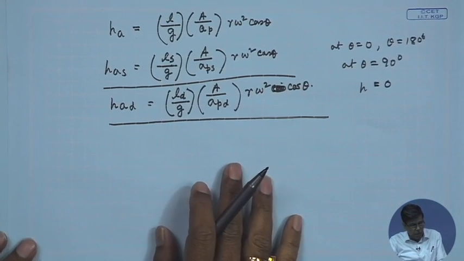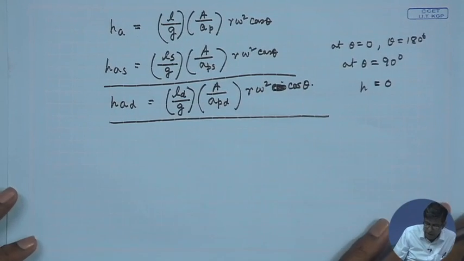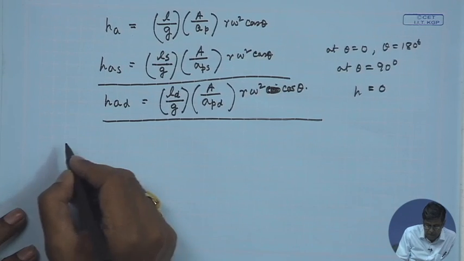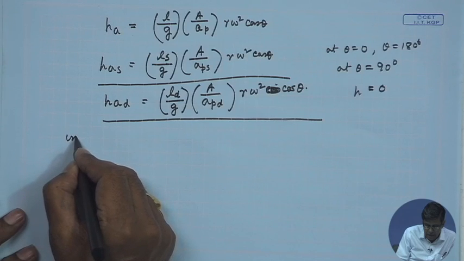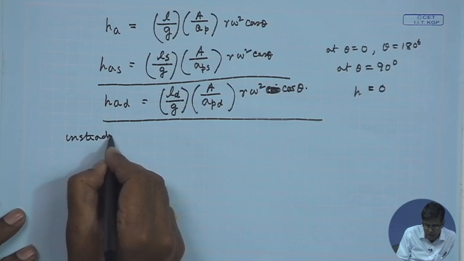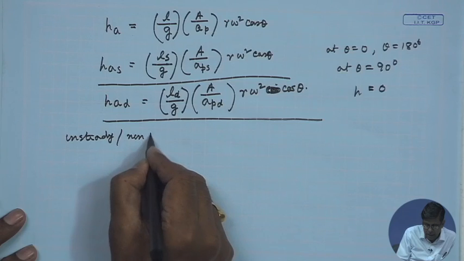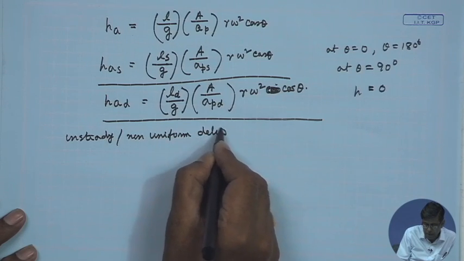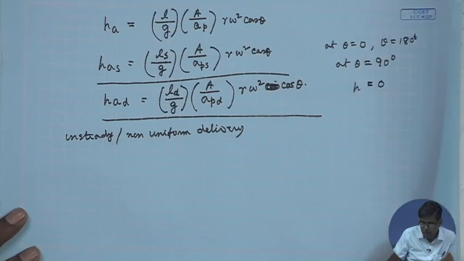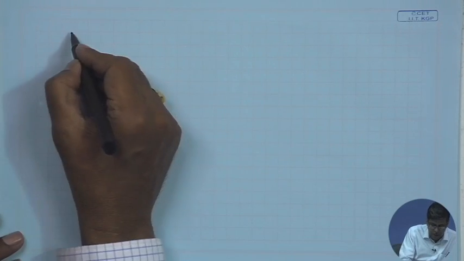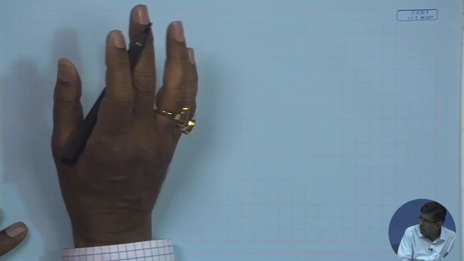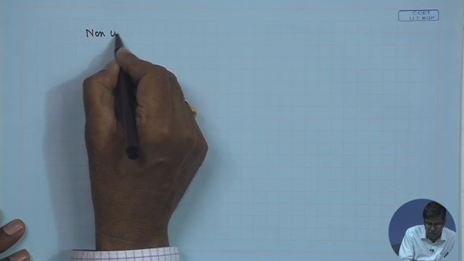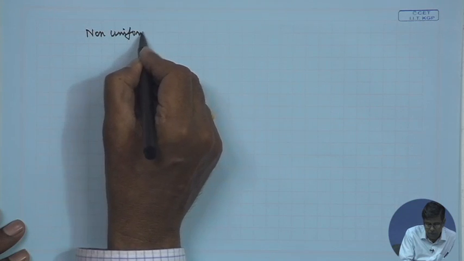Now, the most important part of this reciprocating pump is that it has unsteady and non-uniform delivery. Let us do it separately. Unsteady means it is not the same with time. So, rather I write non-uniform delivery, that will be more suitable.